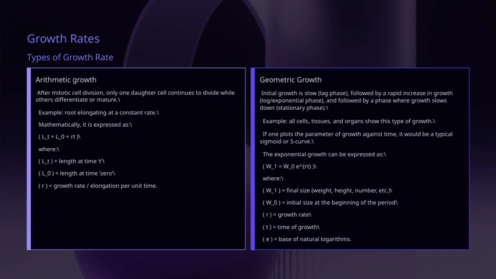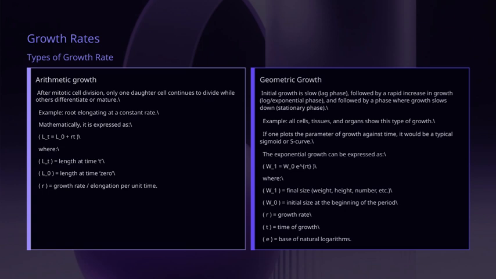Moving on, let's consider geometric growth. Here, the growth rate r is defined as the elongation per unit time. We track length over time, where L0 is the length at 0 time, and Lt is the length at some later time t. The relationship is linear. Length at time t equals initial length plus r times t. Mathematically, this is expressed as Lt equals L0 plus r times t. An example would be a root elongating at a constant rate.